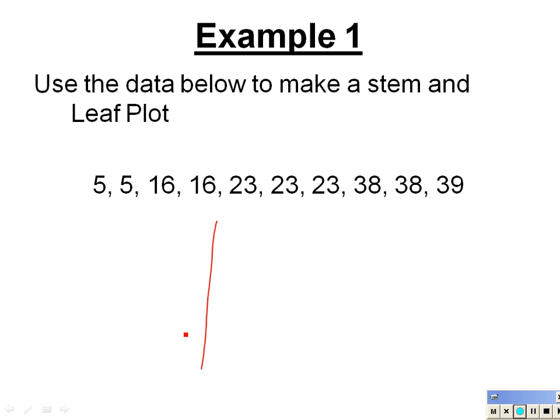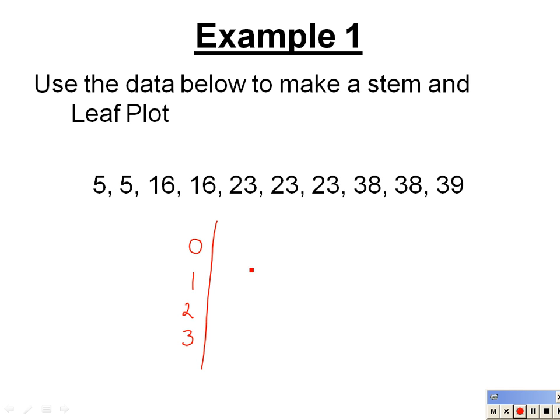I've got 30s, right? And then I have some 20s. I've also got some teen numbers here. And then I've got numbers that are simply a ones place. You could just put a 0 for those because they don't have a tens digit, they're just ones.